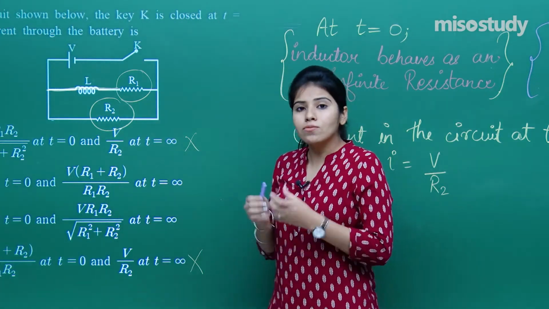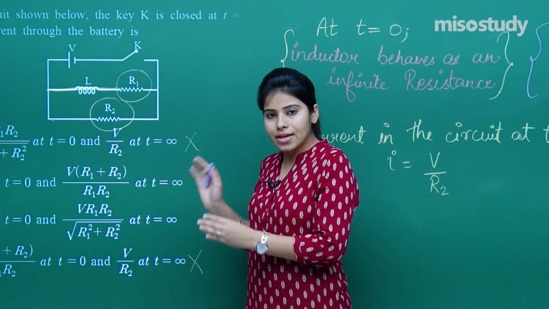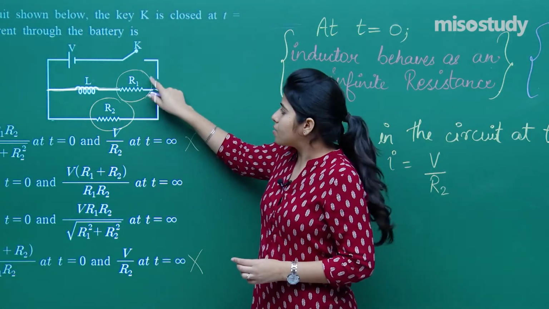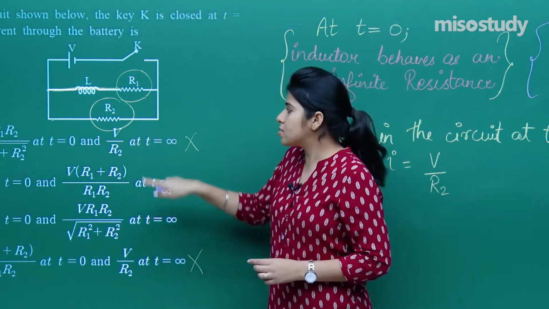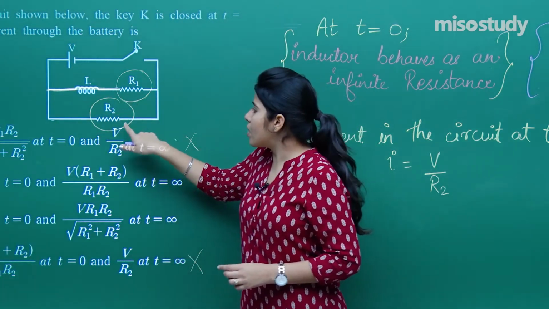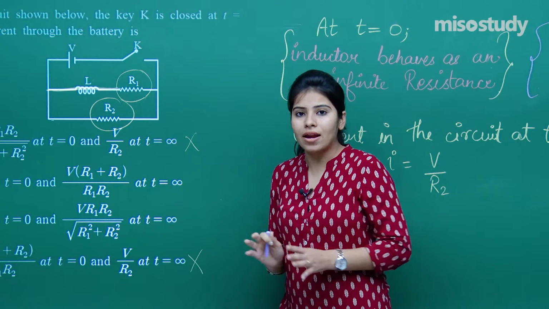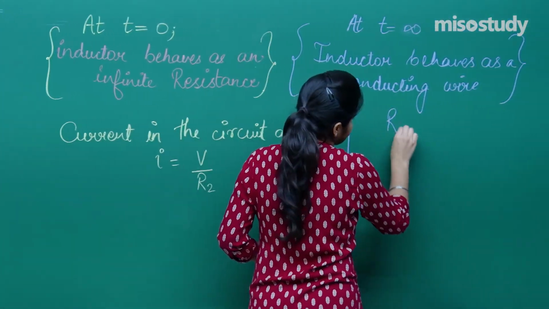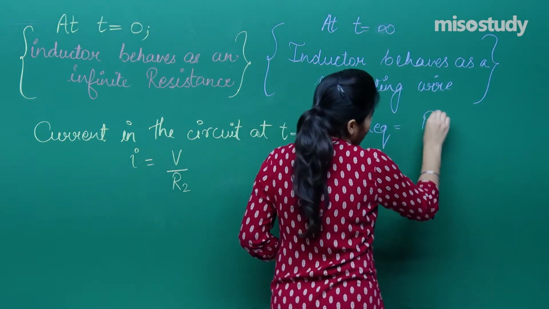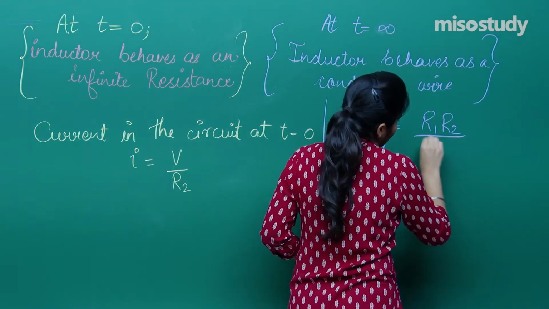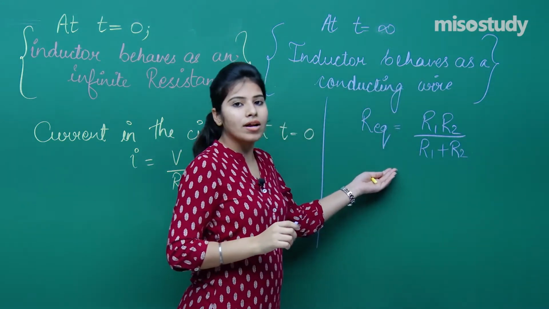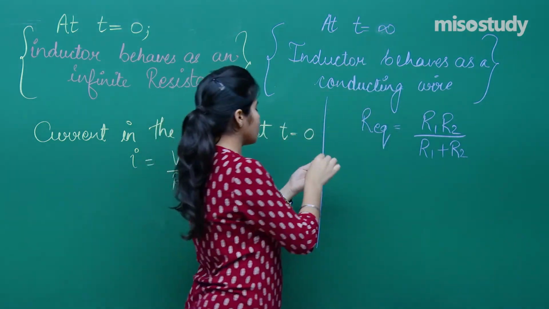Now, if I am going to find the current in the circuit, I will take the R equivalent of the circuit, that means the combination of these two resistors. Here you can see R1 and R2 are connected in parallel. So R equivalent in that condition will be R1 R2 upon R1 plus R2. This will be your R equivalent at T equals to infinity.